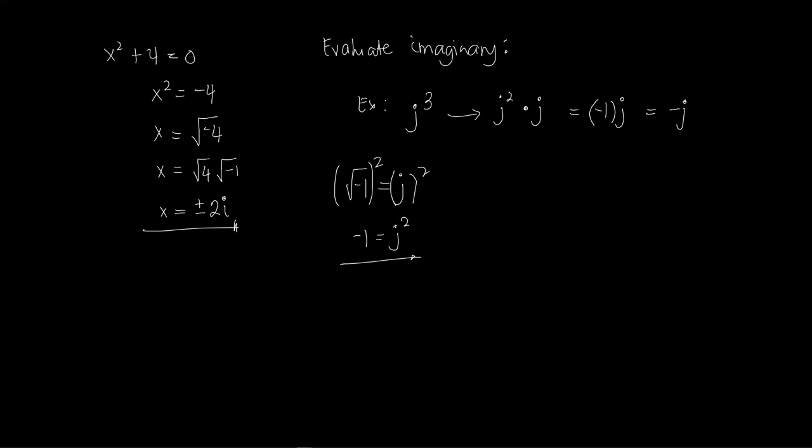How about j to the power of 4? Pila ang j to the power of 4? Pwede siya bungkagon into j squared times j squared. Ang j squared mahimong negative 1, so negative 1 times negative 1. Pila ang result? Positive 1. Okay, negative times negative, that is positive, so positive 1.